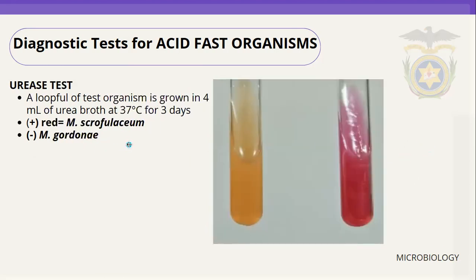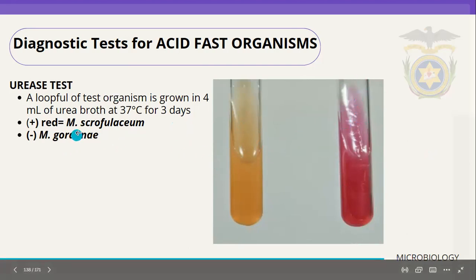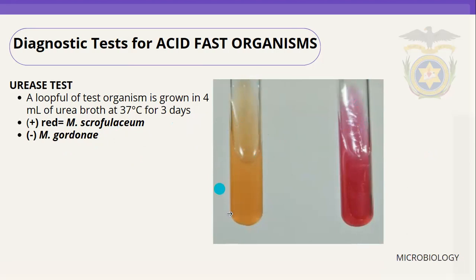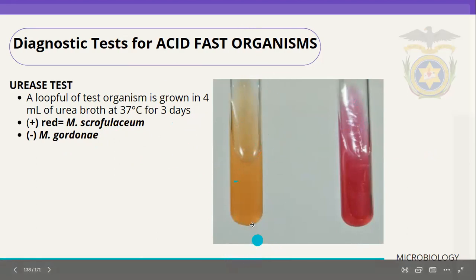Next test is our urease test. In this test, we use a loopful of test organism that is grown in 4 ml of urea broth at 37 degrees Celsius for 3 days. Our positive color here is red, which can be seen in Mycobacterium scrofulaceum, and the negative here is yellow, which can be seen in Mycobacterium gordonae.